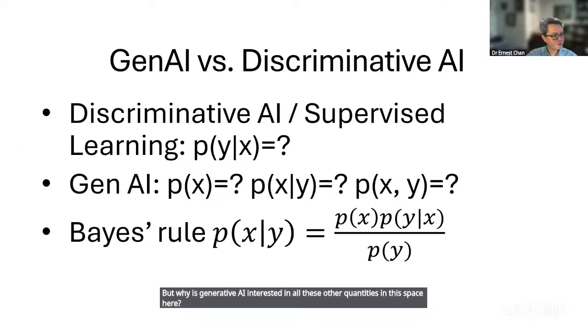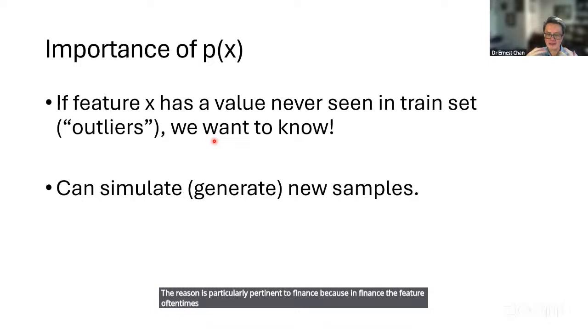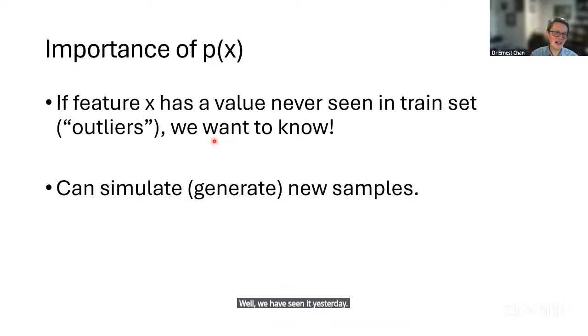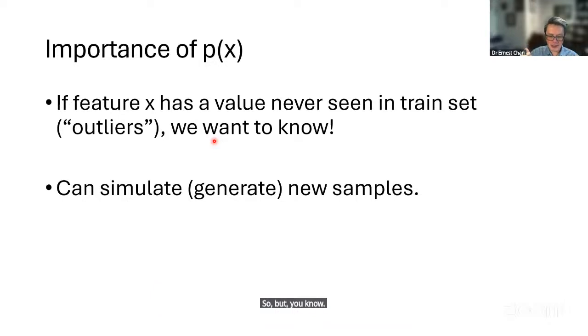Well, the reason is particularly pertinent to finance, because in finance, the features oftentimes take on values that they have never seen before. Has anyone seen the market go up 10% in an hour? Well, we saw it yesterday. But if you train on a lot of data, you might never have seen it. Has anyone seen the market drop 20% in a day? Well, maybe there's only one data point. So there are features that you rarely see.